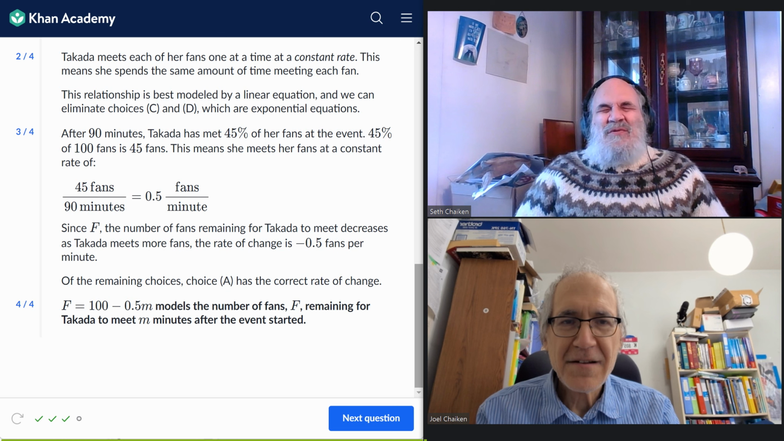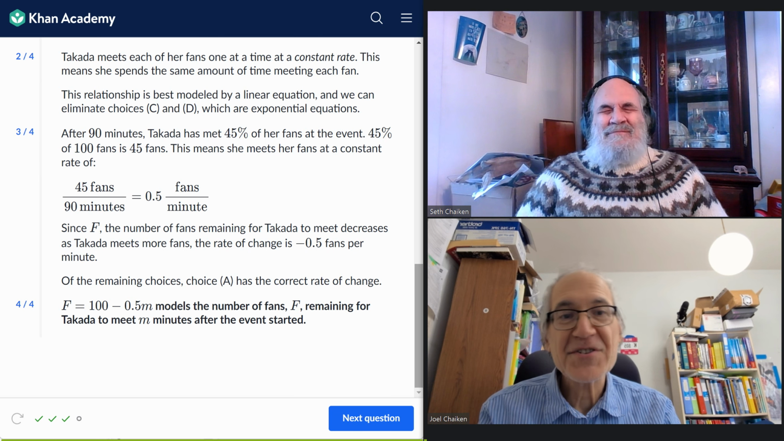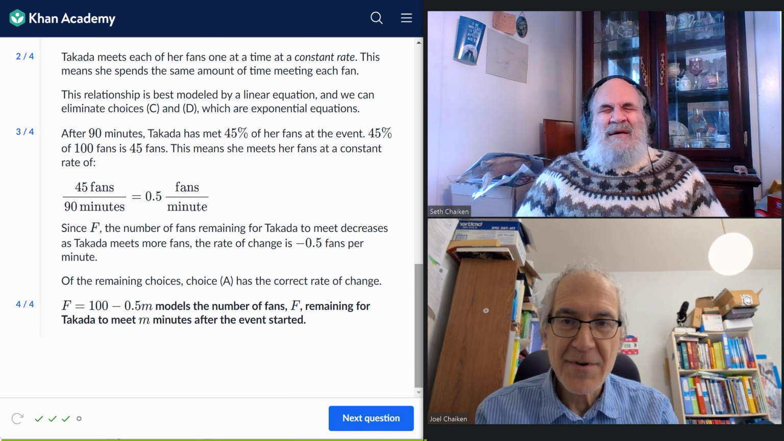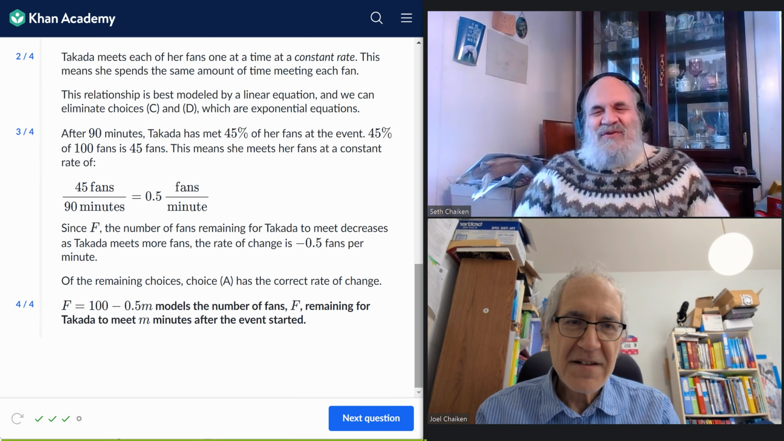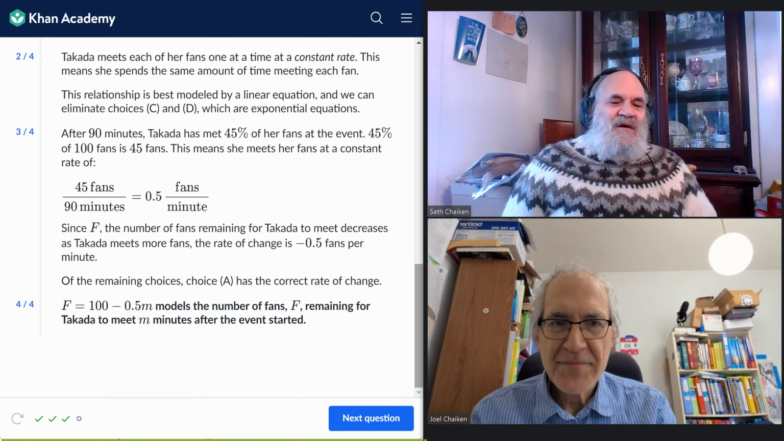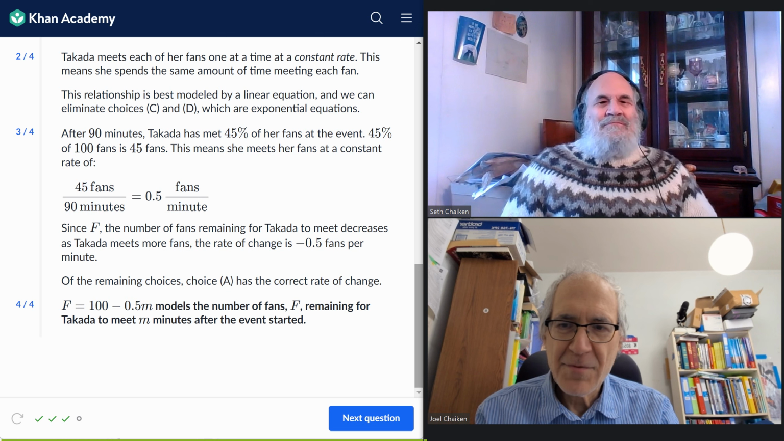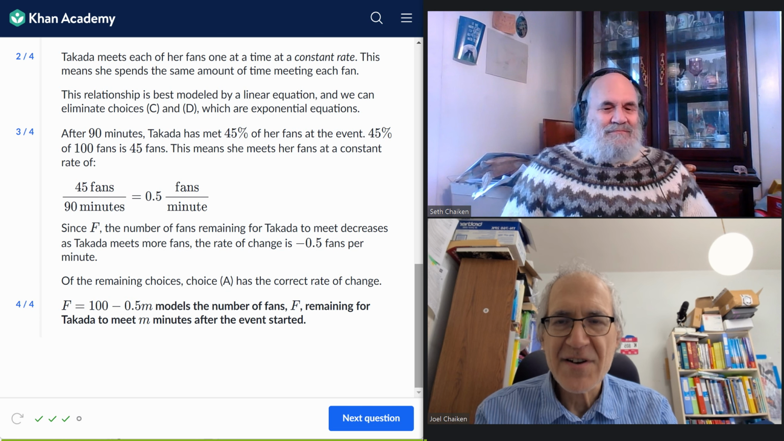Together with fractions and percentages. And linear equations. And linear decrease. And slope. And units. There's a lot going on in this problem. And algebra, we're using letters. Letters to symbolize quantities. So bravo to them for making a problem that touches on a lot of stuff.